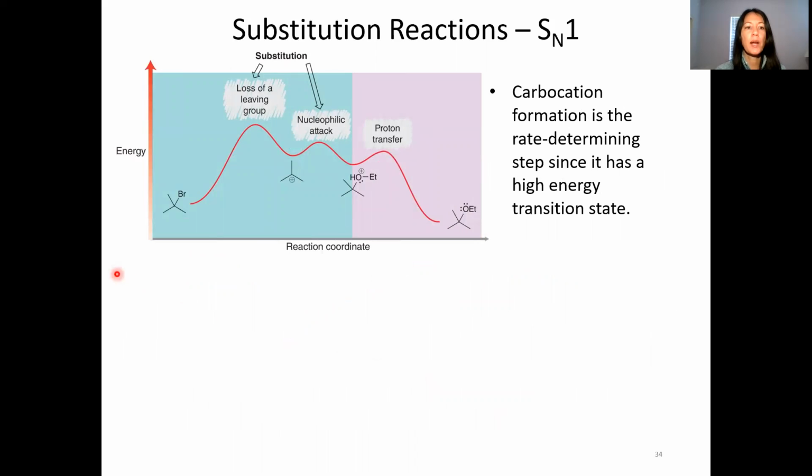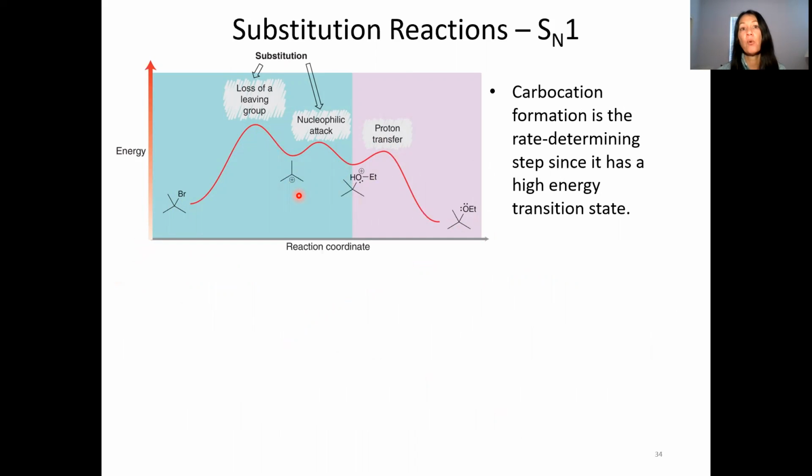An energy diagram is shown here. Starting with your alkyl bromide, you climb this big hill, that's your rate determining step, to form the carbocation where the leaving group leaves. Then you can have your nucleophilic attack by the solvent, in our case, ethanol. Then a proton transfer to remove this H gives the desired substitution product. So again, forming the carbocation is your rate determining step.